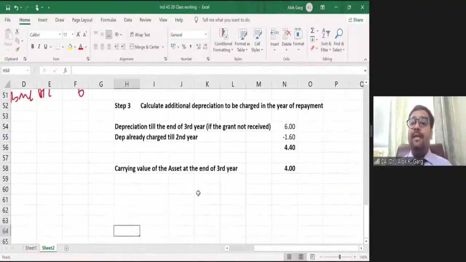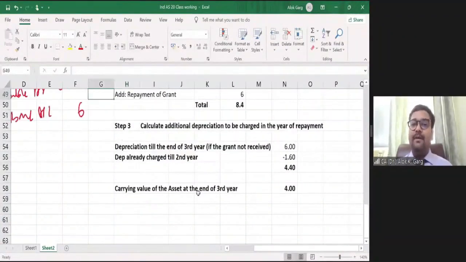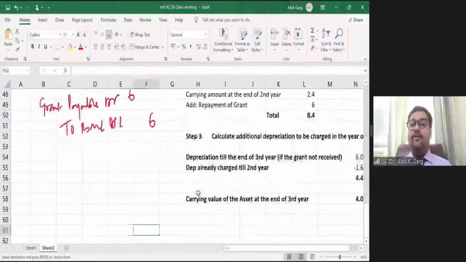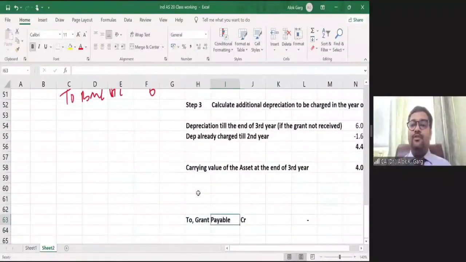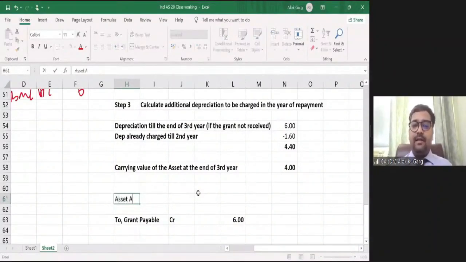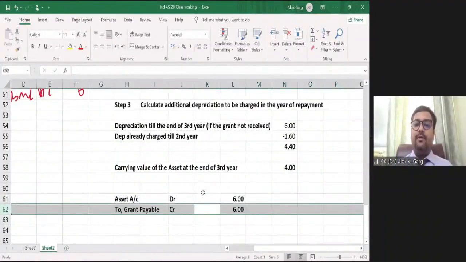Now sir, what will be the accounting entry for repayment of grant in this case? Of course this grant has to be repaid. For example, the company is paying later. So what will be the accounting entry? Of course grant payable will be there, 6 lakh has to be shown here. And what will be the debit? The debit will be the asset account. Asset account will be debited by 6 lakh. Asset account debit to grant payable.